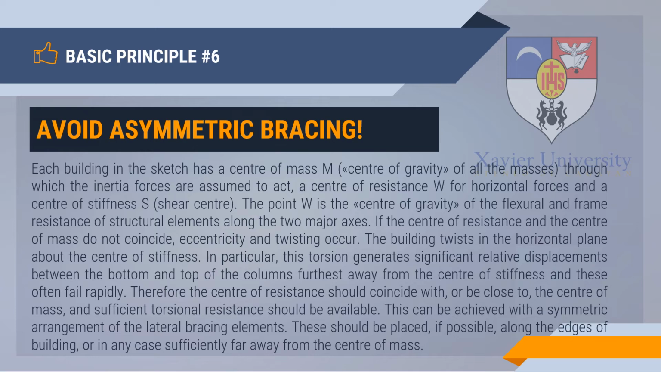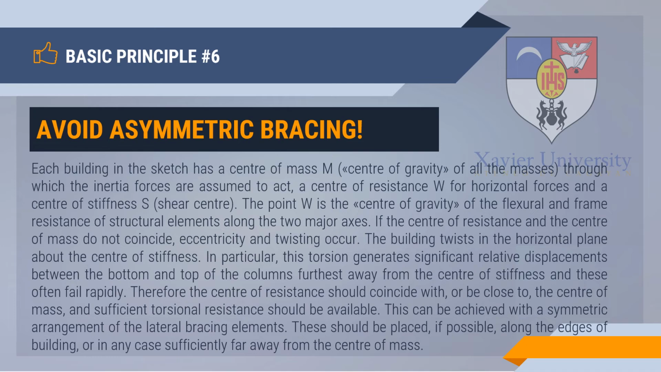So if the center of resistance and the center of mass do not coincide, eccentricity and twisting occur. The building twists in the horizontal plane above the center of stiffness. In particular, this torsion generates significant relative displacements between the bottom and top of the columns furthest away from the center of stiffness, and these often fail rapidly.